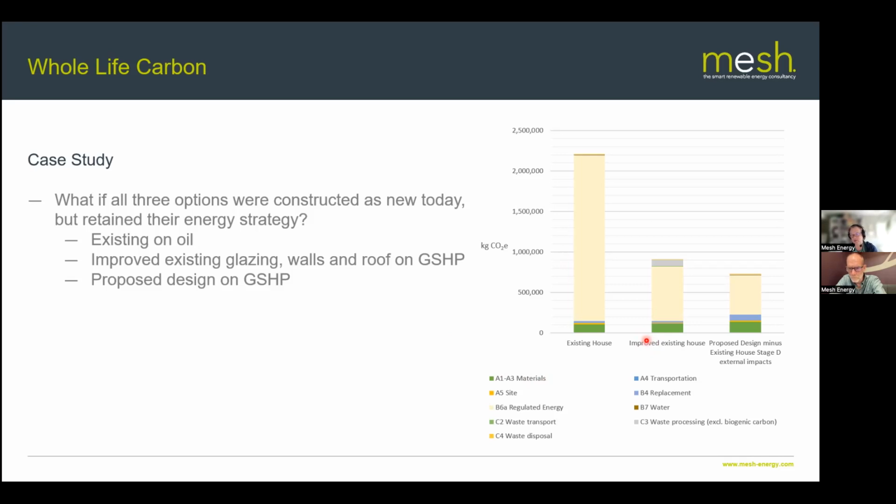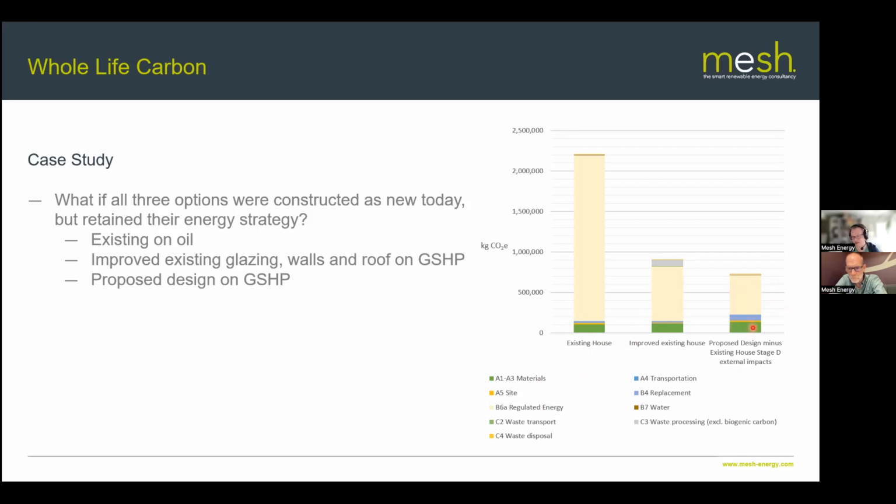And then, of course, you can't see it, but there is actually a slight increase in the A1 to A3 materials. That was mainly to do with lining with a composite PIR plasterboard system that would improve the U values of the property. And then we compared that with a more organic passive house standard new build, which would be on ground source heat pump and have an element of PV on it.